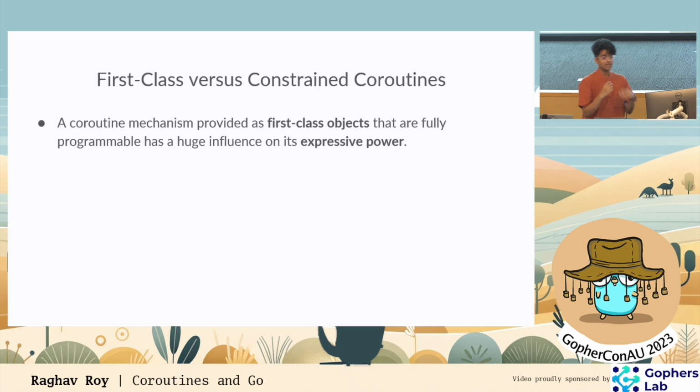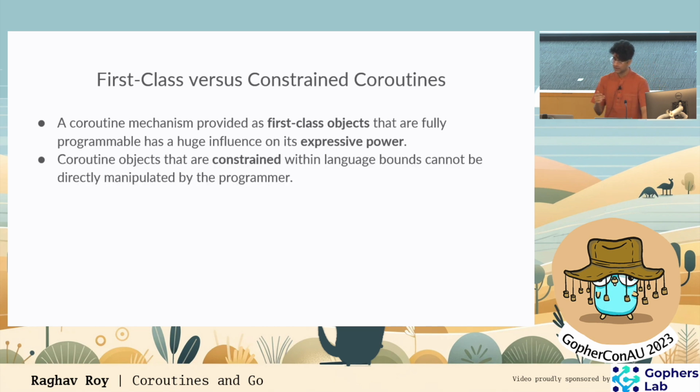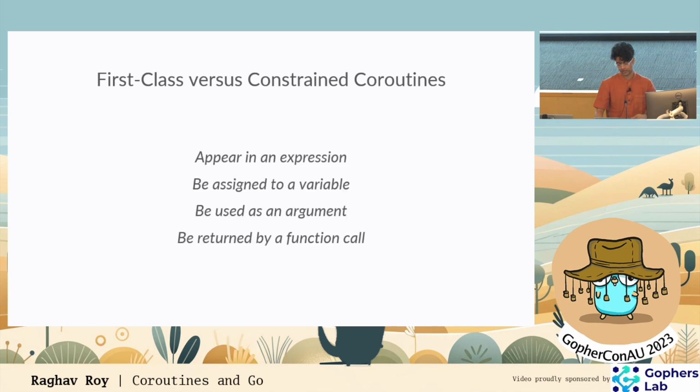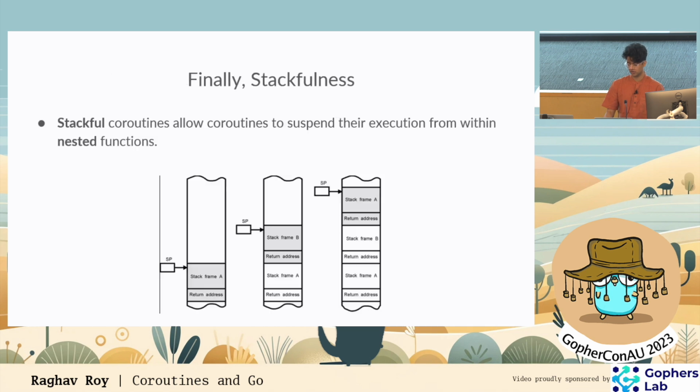another classification is first class and constrained coroutines. Having coroutines, like we saw again in the binary comparison example, given as first class objects that are fully programmable by the user has a huge influence on the expressive power. But if your coroutine is constrained within the language and the programmer doesn't have a lot of influence on it, it limits what you can do with the coroutine. And when I say first class, I mean your coroutine can appear in an expression, it can be assigned to a variable, can be used as an argument, or can be returned by a function call. These are things that improve how you can work with the coroutine.